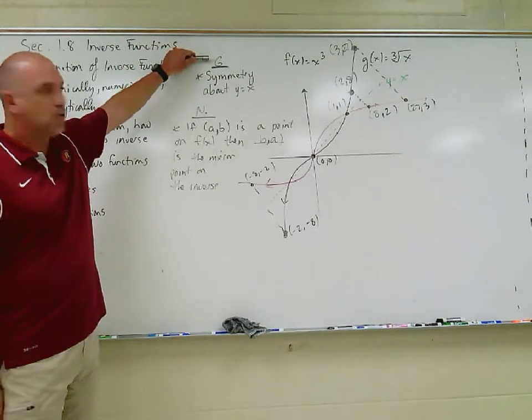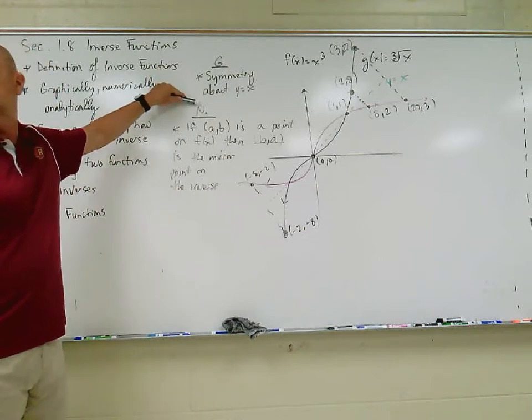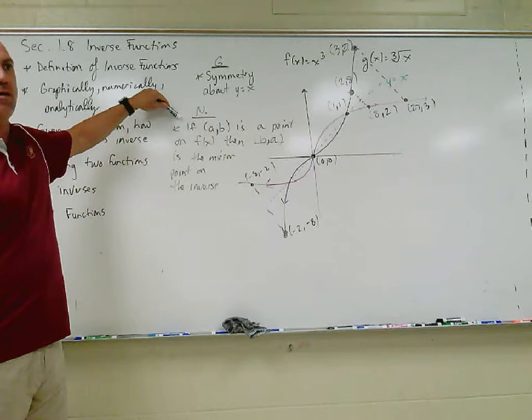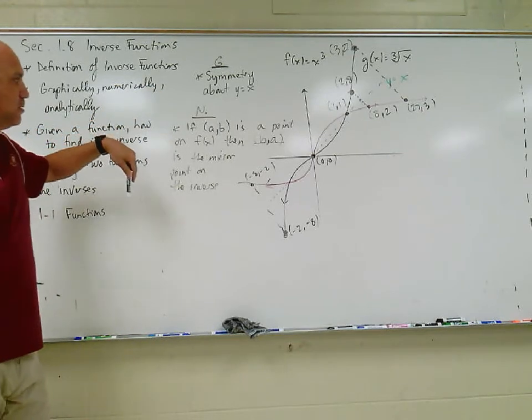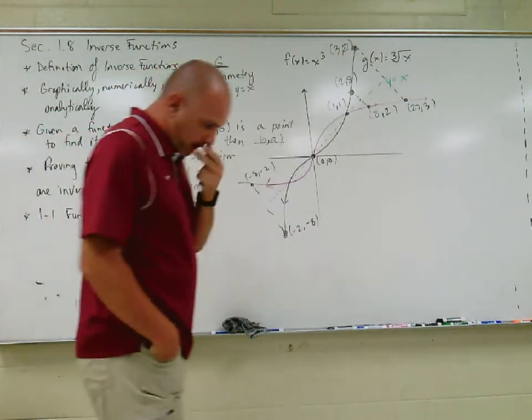So G stands for what's going on graphically. They have symmetry about y equals x. N stands for what's happening numerically. If one has the point (a, b), the other one has the point (b, a). And then we'll look at what analytically means in just a second.